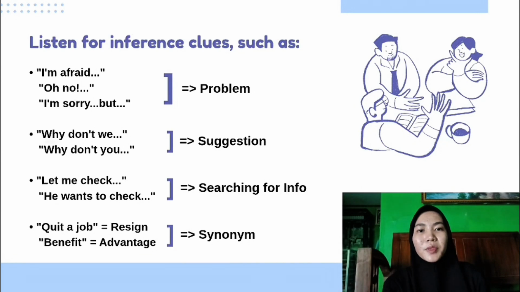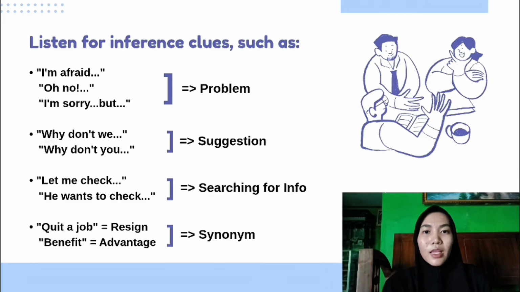And then the next tips, listen for inference clues such as "I'm afraid we've run out of time, blah blah blah," and then, "Oh no, I don't remember where, blah blah blah," etc. Which means there's a problem. And then there are suggestion clues, for example, like "why don't we, blah blah blah," and then "why don't you, blah blah blah." And then there are searching for info, for example, like "let me check," or maybe he wants to check, blah blah blah, etc.